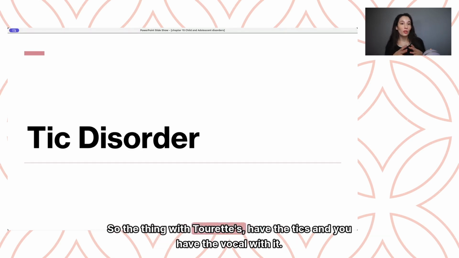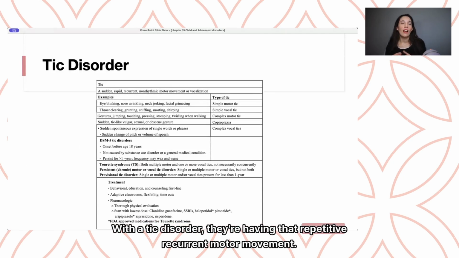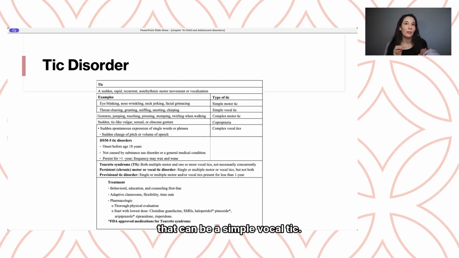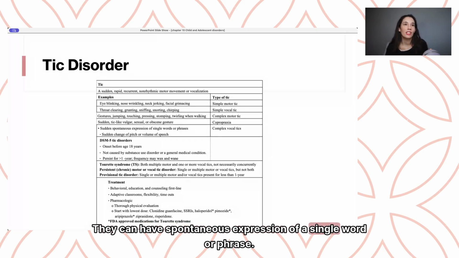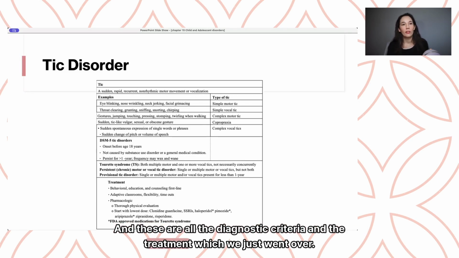So that's Tourette's. So the thing with Tourette's, you have the tics and you have the vocal with it. So they're saying things that they can't help with Tourette's. With a tic disorder, they're having that repetitive, recurrent motor movement. So like eye blinking, nose wrinkling, neck jerking, facial grimacing, throat clearing, grunting, snorting. That can be a simple vocal tic. So there's vocal and motor. Gestures are jumping, touching, pressing, stomping, twirling. They can make vulgar kind of statements. They can have spontaneous expression of a single word or phrase. Those are more kind of complex. And these are all the diagnostic criteria and the treatment, which we just went over.